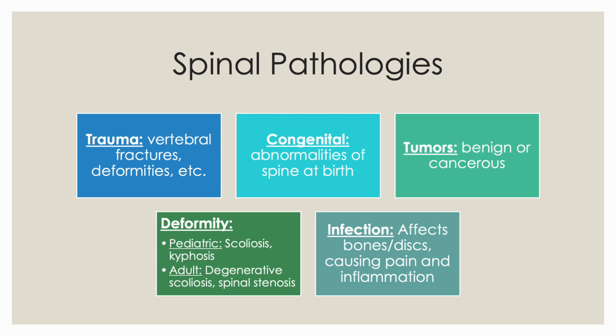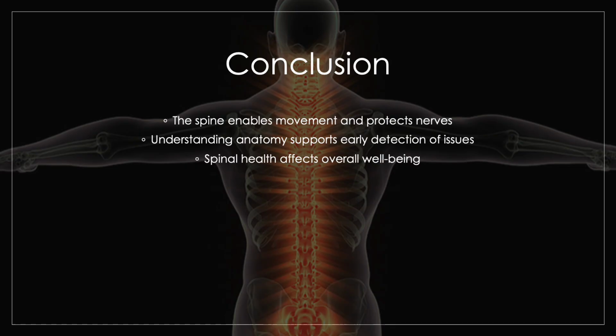Spinal deformities are also common. In children, we often see scoliosis or kyphosis. In adults, age-related conditions like spinal stenosis or degenerative scoliosis can reduce mobility and cause chronic pain. Lastly, infections can cause inflammation, pain, and even neurological deficits if it's not treated quickly. These conditions highlight the importance of early detection, especially when symptoms like numbness or chronic pain are visible.